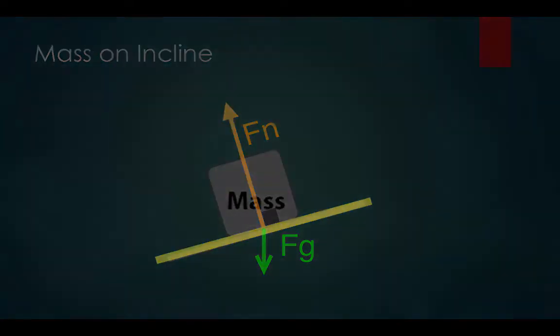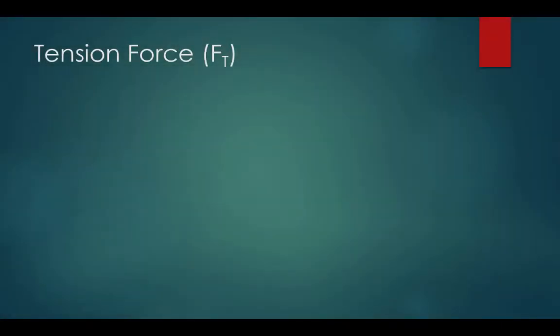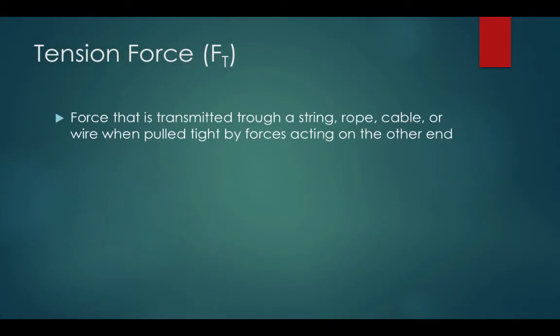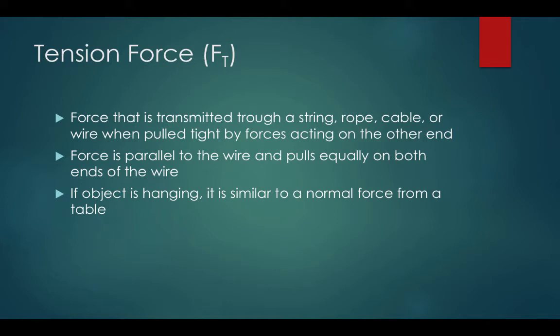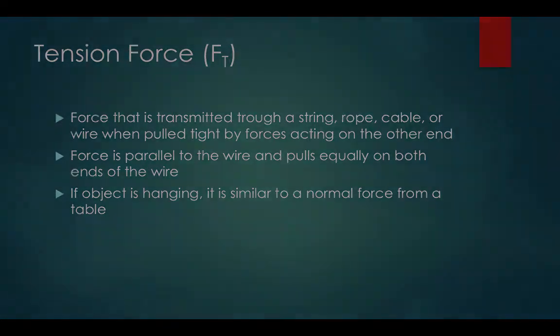Tension force, Ft, is a force that is transmitted through a rope, string, cable, wire, or the like that is pulled tight. The tension can be a result of gravity, an applied force, or friction. The force is parallel to the wire and pulls equally on both ends of the wire. If an object is freely hanging, then the tension force is similar to a normal force, where it is in the opposite direction to gravity, but is found along the entire length of the rope in both directions.